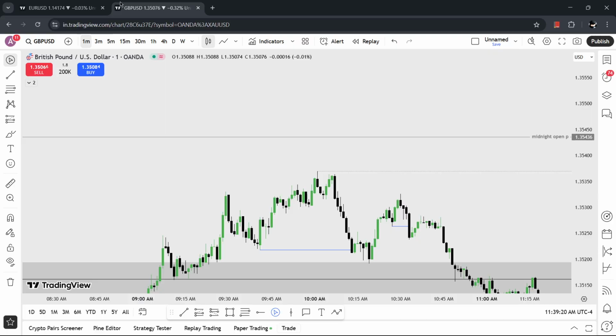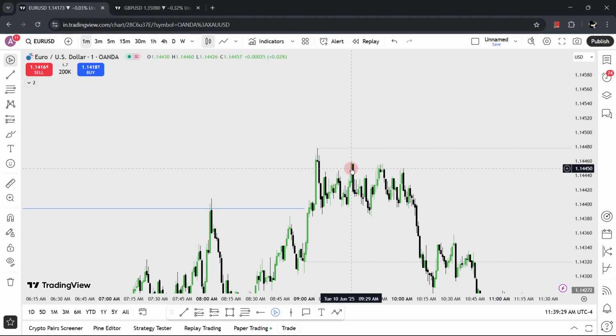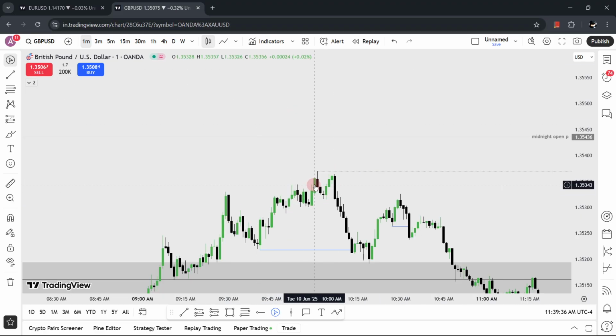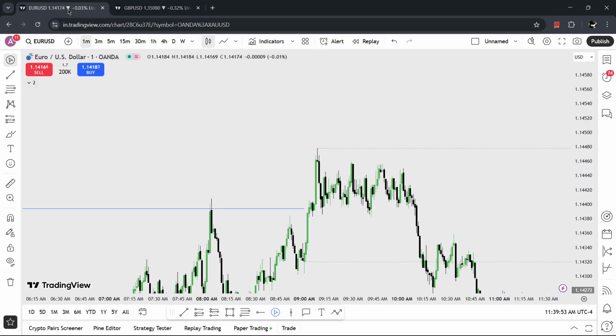I basically want you to look at this specific high, the 9:29 a.m. high. Somewhere here. This 9:29 a.m. high was taken out in GBP, which gave a structure shift downwards here. But in EU it was not able to take out this 9:29 a.m. high.